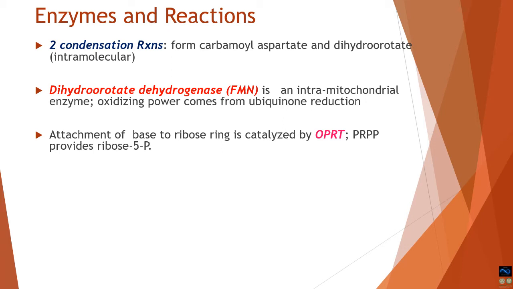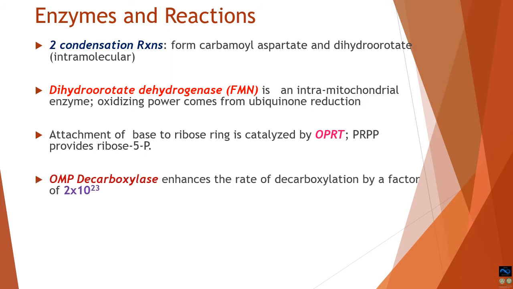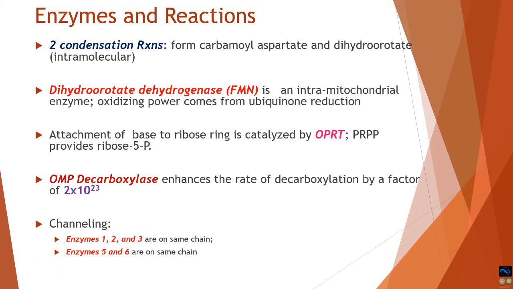There is an attachment of the ribose ring to the base by OPRT, and the ribose is provided by PRPP, which you have seen in the purine metabolism, how PRPP is synthesized from ribose 5-phosphate by activating it. And OMP decarboxylase is nature's most efficient enzyme, and it enhances the rate of decarboxylation of the ultimate step by a factor of 2 into 10 raised to the power 23. Actually, in the pyrimidine de novo biosynthesis, the enzymes 1, 2, 3 are on the same chain, and the enzymes in step 5 and 6 are on the same chain. So they are multifunctional and multi-activity enzymes.